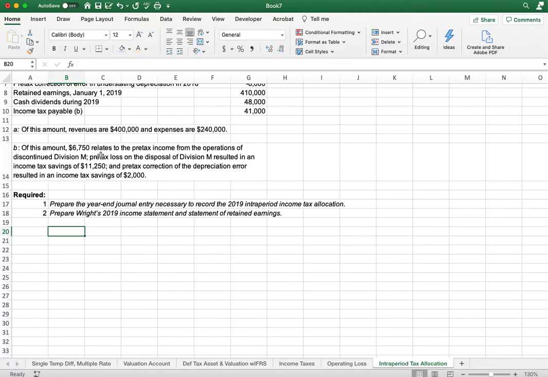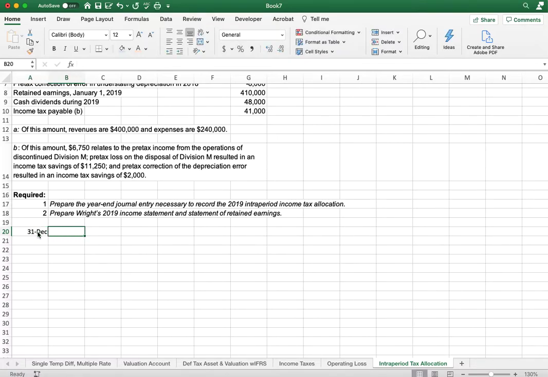Pre-tax loss on the disposal of Division M resulted in income tax savings of $11,250. And pre-tax correction of the depreciation error resulted in the income tax savings of $2,000. Prepare the year-end journal entry necessary to record the 2019 interperiod income tax allocation.